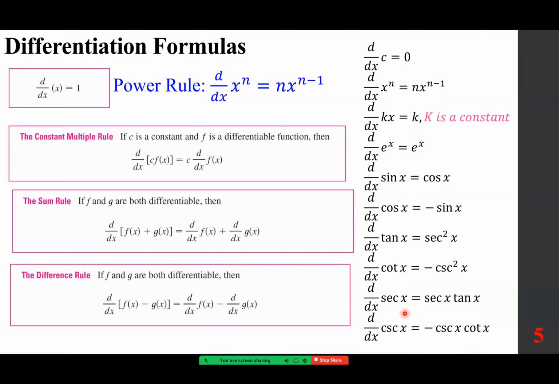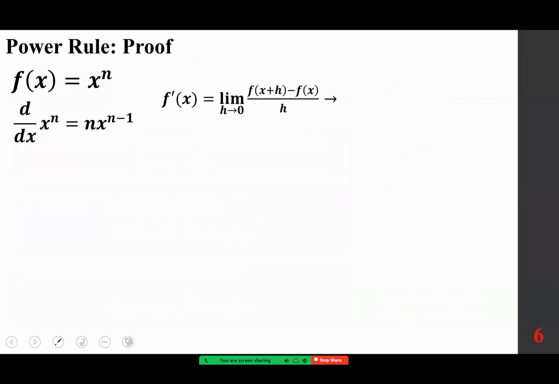And although you're not responsible for the proof, I'm going to go over the proof for f of x equals x to the power of n. In other words, the power rule. The derivative of x to the power of n is nx to the power of n minus 1. And so let's go with the definition. According to the definition, f of x plus h would be x plus h to the power of n, minus f of x itself, over h.